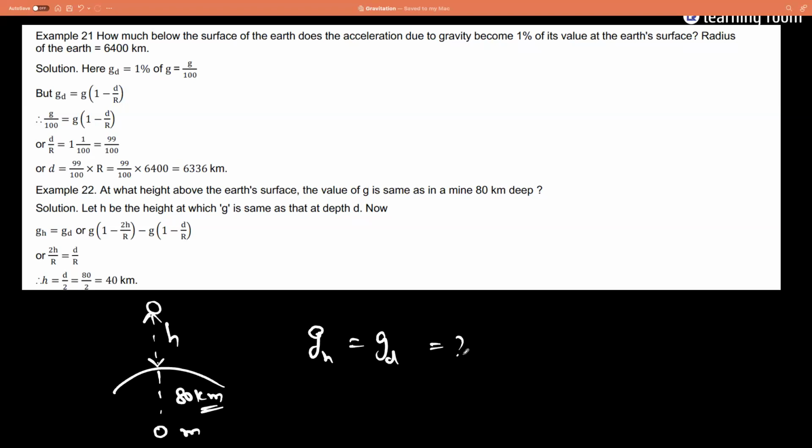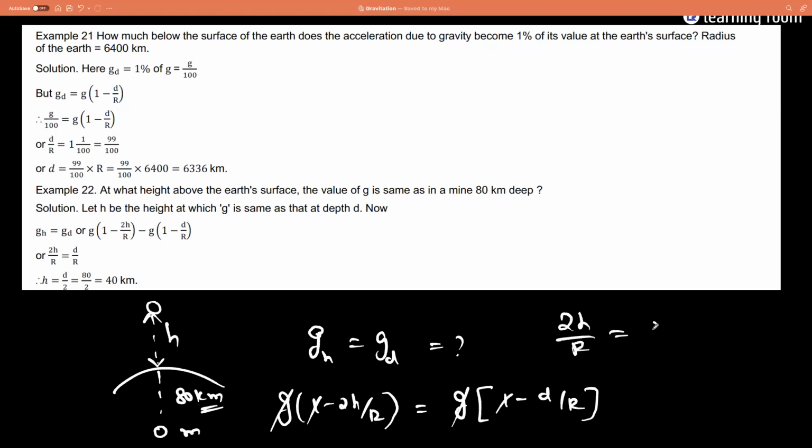When is this possible? So what is the value of gh? g into 1 minus 2h divided by R, right, will be equal to gd, which is g into 1 minus d by R. So g and g will get cancelled. 1 is also lost. So we will have 2h by R is equal to d divided by R. R and R will get cancelled. So h is equal to d by 2, which will be 40 kilometers.